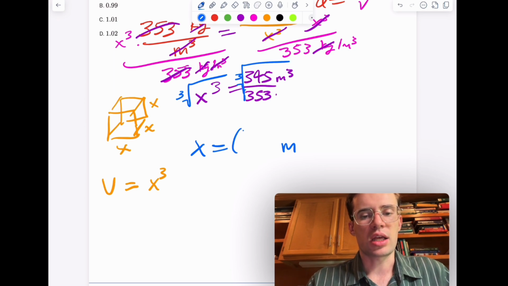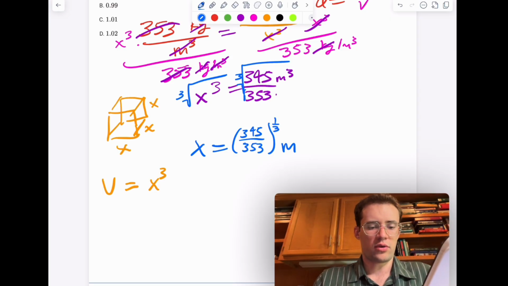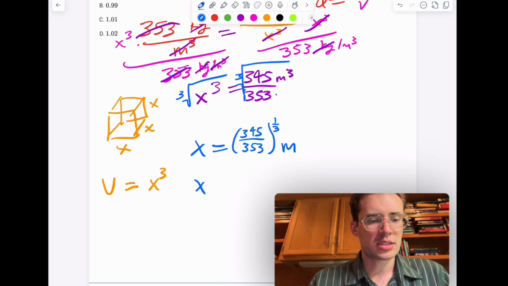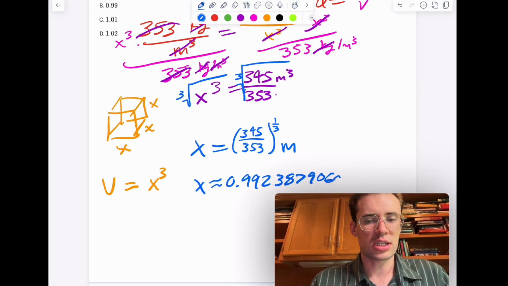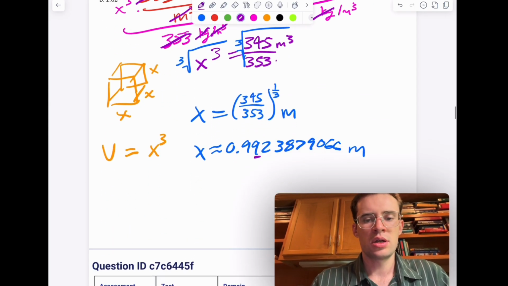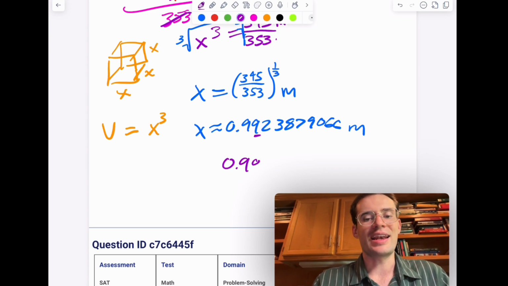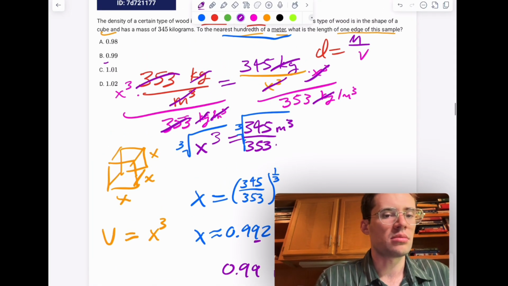I'm going to actually write it like this in the calculator. 345 over 353 in parentheses. I'm going to put that to the 1/3 power. That's the same as doing the cube root. So I'll do parentheses, 345 divided by 353, close parentheses, to the 1/3 power. And it gave me x is about equal to 0.99238799066. I think it keeps going. Meters. And to the nearest hundredth of a meter, so hundredth would be this place. 2 thousandths will round down, so this will stay as 0.99 meters, which is option B.